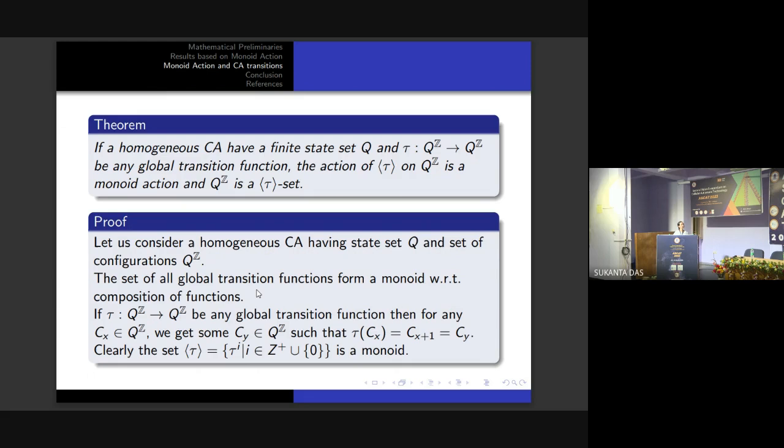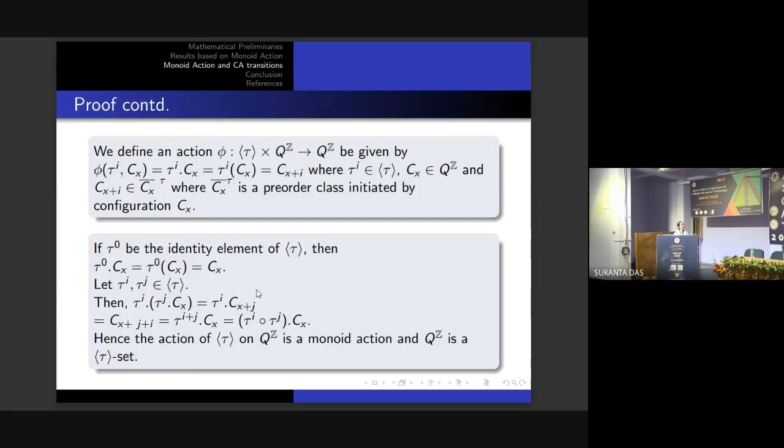And my set of transition functions will be an M set. Or over here, M is my tau, so a tau set. So I have shown the steps of how it can be obtained. This was my main focus. Now CT is my configuration. So the path which I get starting from the initial configuration CX, tau bar, is the trajectory which starts from the initial configuration CX. Like we have got for XI, this is for CX, this is the path, and the action of tau on Q to the power Z is a monoid, which we have proved over here.